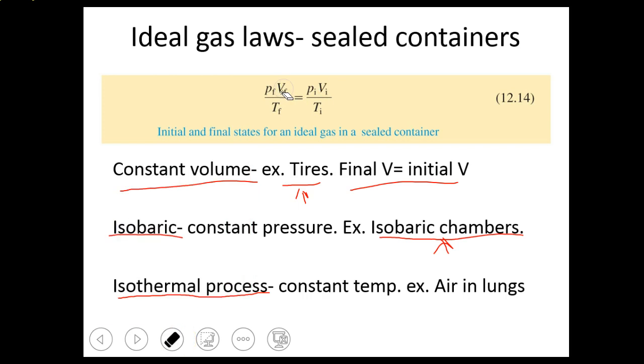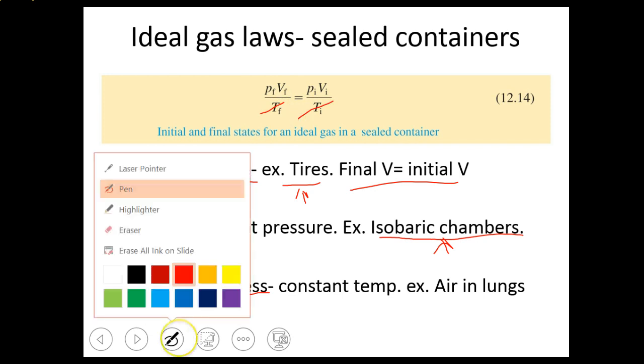If we have an isobaric process, then we don't need to worry about this part of the equation. And if we have an isothermal process, well, we don't need to worry about this part of the equation, right? Because they would be equal on either side.